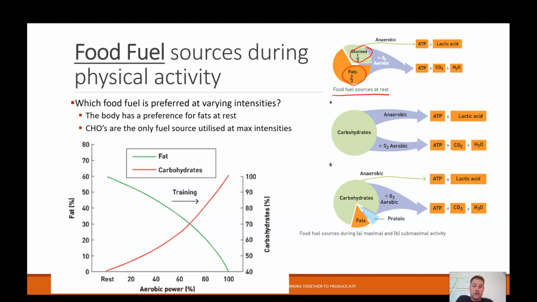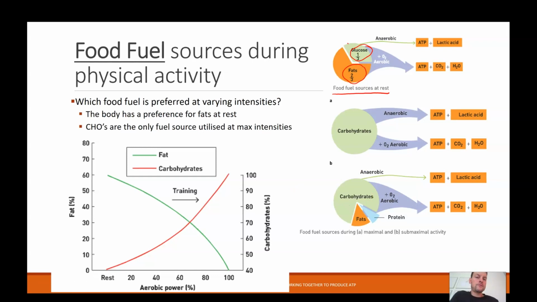So what that means is when we're at rest, so we're at really low sub-maximal intensities, I'm breaking down mostly fats, 2/3 fats, compared to my 1/3 carbohydrates. So when you're at really low sub-maximal intensities, you'll be burning a high percentage of fats.